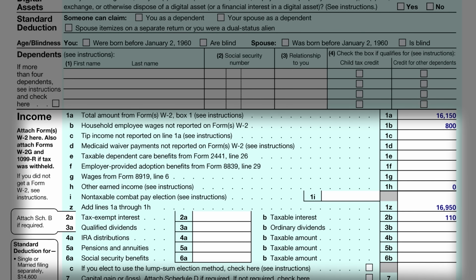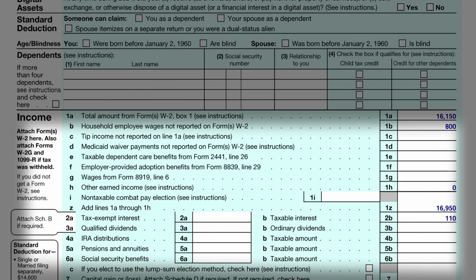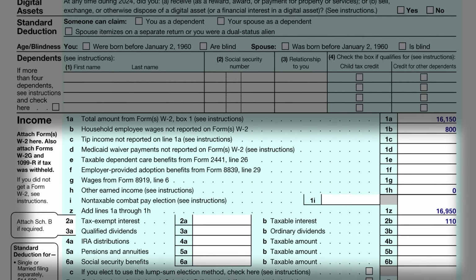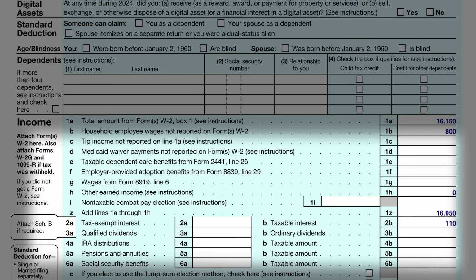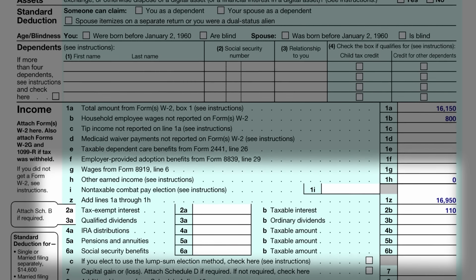In addition to wages, you might have interest income. Interest can be taxable or tax-exempt. Tax-exempt interest, like municipal bond earnings, doesn't count toward your taxable income, but interest from savings accounts, CDs, or investments is taxable. John reported some taxable interest from his bank account, which was slightly higher this year due to higher interest rates. Next, we come to capital gains.